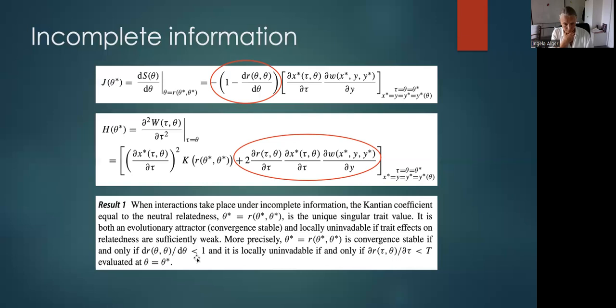So here we have the condition. And it's locally uninvadable. So we know that the K here, this whole term here, is strictly negative. And so a sufficient condition is that this also be negative, or at least that it not be too large. So in particular, if relatedness does not depend on the trait value, then this theta star would also be locally uninvadable. But it simply depends on the kind of interaction. Okay, so this confirms what we knew from before, but it also adds this result on convergent stability, which is nice.